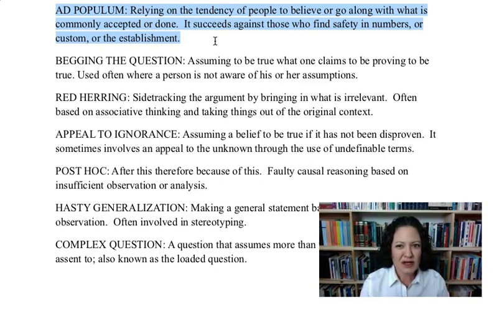Now, the numbers could be wrong. What if there's a large number of poor thinkers and they're saying something? Do you want to go along with that just because it's more comfortable? Is comfort better than truth? So think about that. Ad populum.